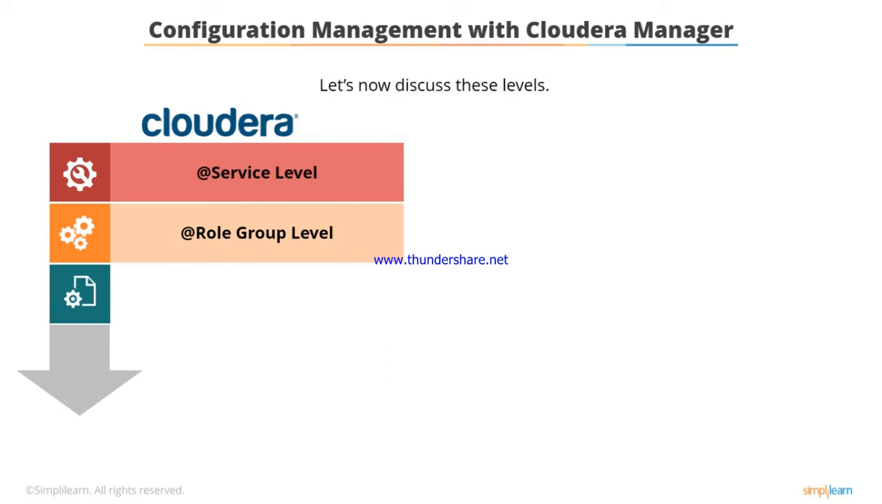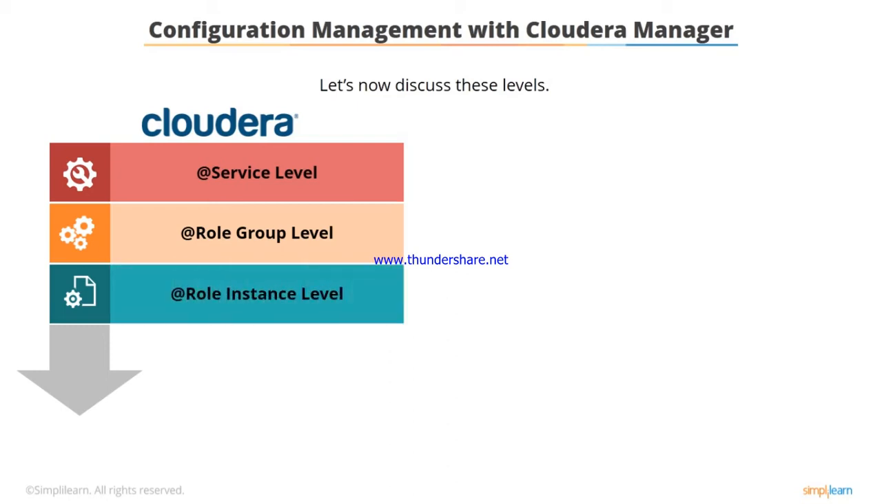The next level is the role instance level. Configurations applicable to the role instances are defined at this level. These configurations may also override any configurations inherited from the role groups to which the role instances belong. Therefore, these configurations should be set carefully, as discrepancies may arise within the role group.